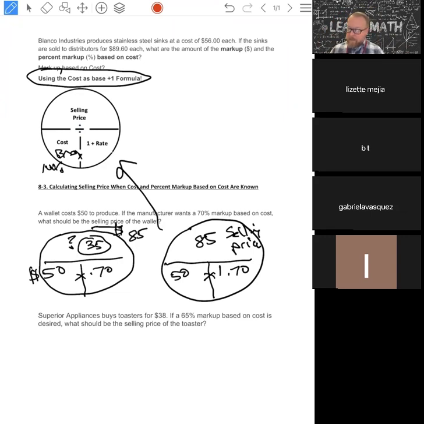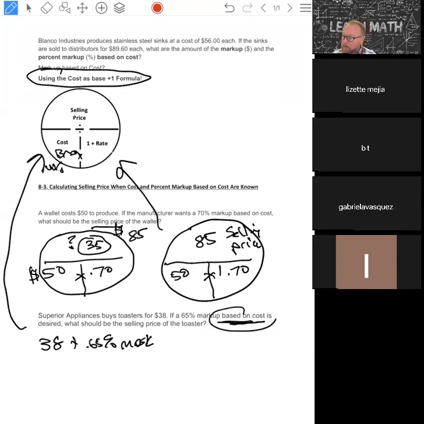All right, going to the next question. Superior Appliance buys toasters for $38, and they're going to have a 65% markup based on cost. So again, that's the phrase you're looking for. Based on cost means that you can use this formula here. They're asking you, what would the selling price be for the toaster? Again, these are problems right out of your book.